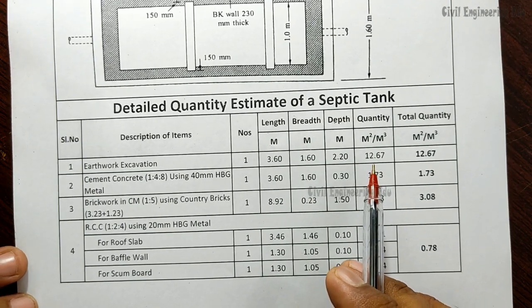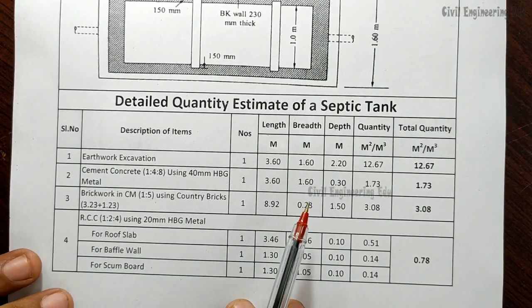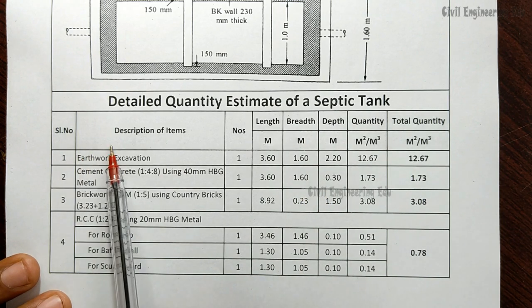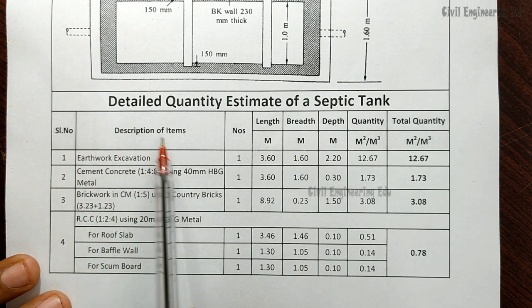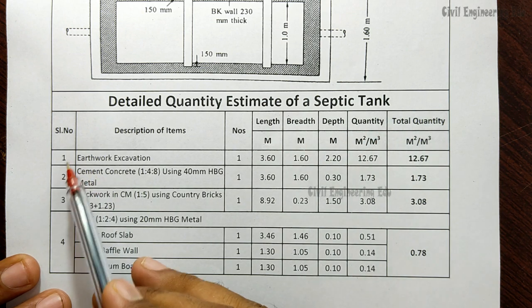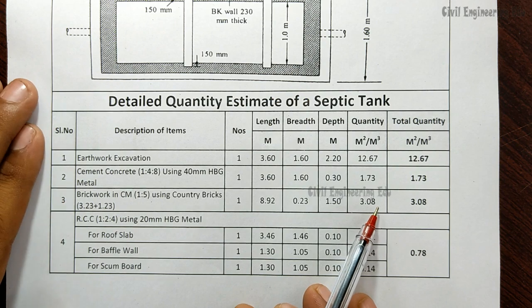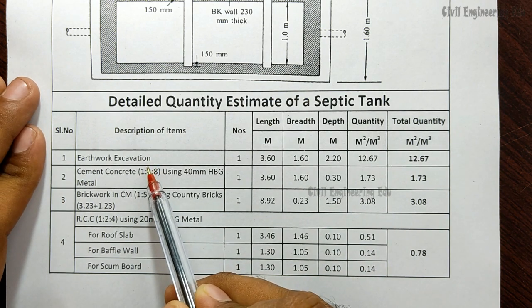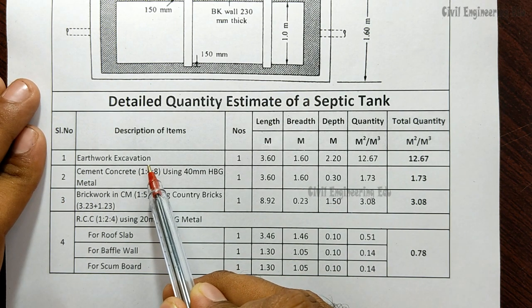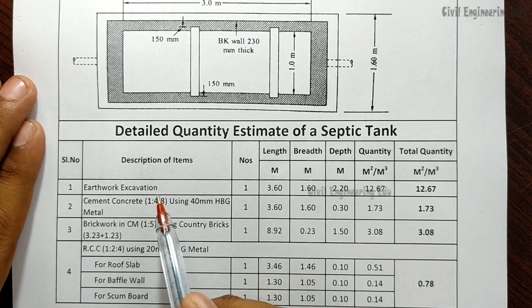So as we all know, this is the detailed estimation table. In this table there will be 8 columns: serial number, description, numbers, length, breadth, depth, quantity, total quantity, right? So here these are the items of calculation which we have done. Let us see one by one. The first item of calculation will be earthwork excavation. For every structure, the first item of calculation will be earthwork excavation.